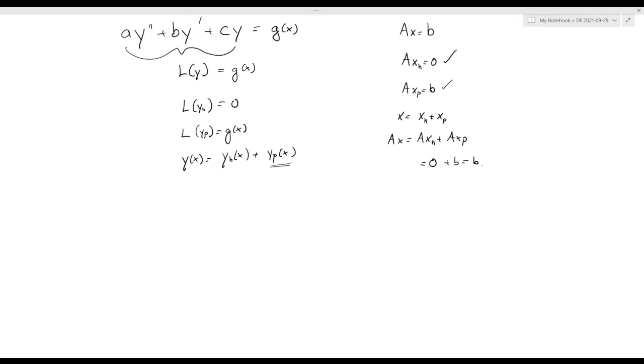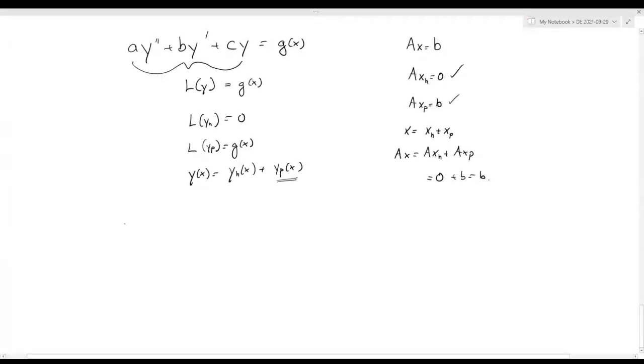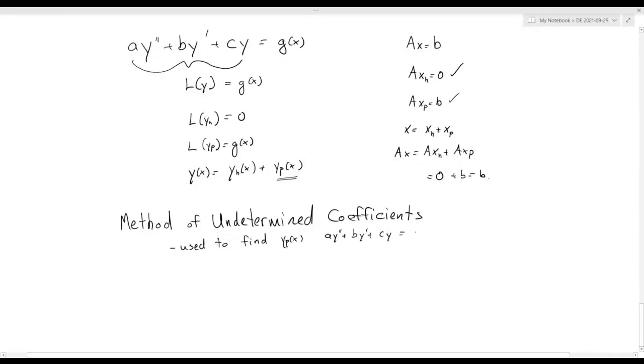And the first method is called the method of undetermined coefficients. It's used to find a particular solution, okay, where the g of x here is of a particular form. It can't just be any function for this method. It's restricted to a simple class of functions.